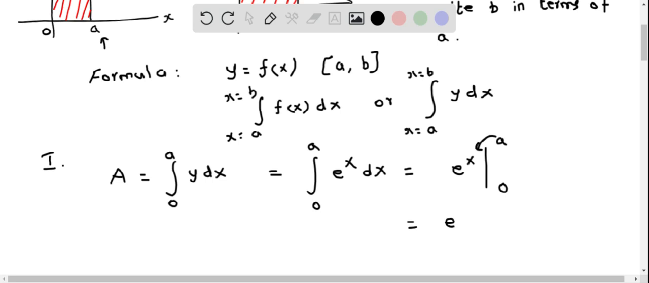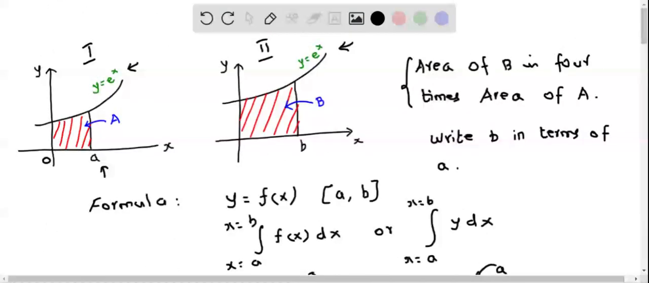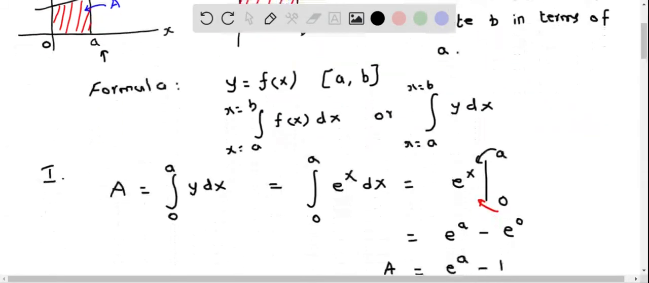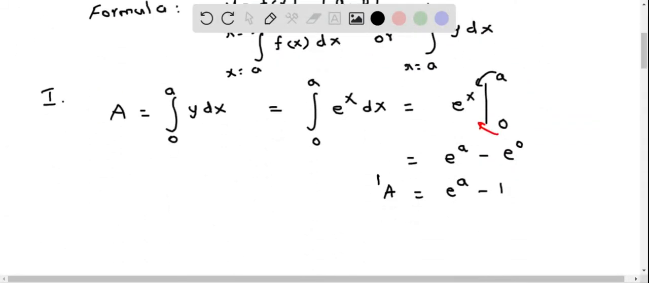When we apply the upper limit as well as the lower limit, we get e raised to the power of a minus e raised to the power of 0. So this gives us e raised to the power of a minus 1, since e raised to the power of 0 is 1. So we have found the area of the curve y equal to e power x defined under the interval 0 to a. Basically, we found the value A equal to e power a minus 1.